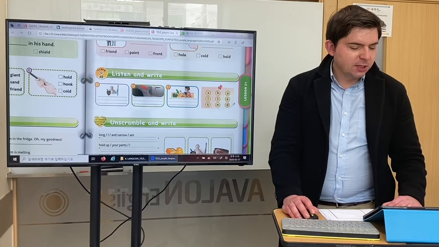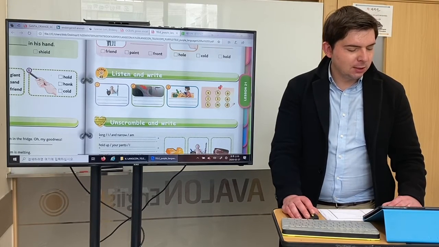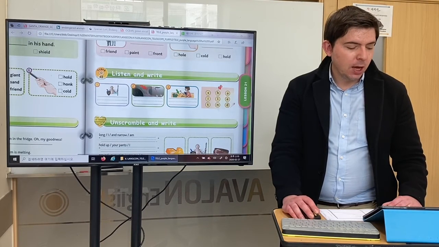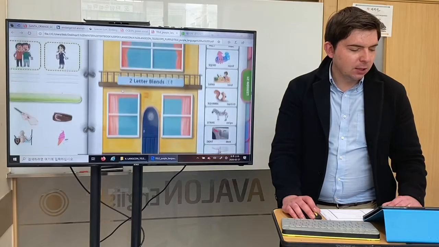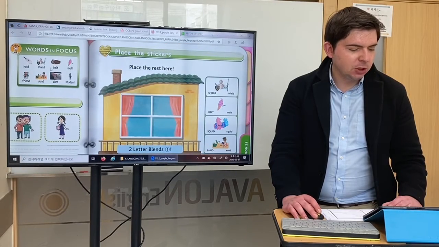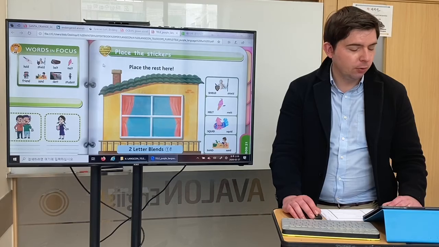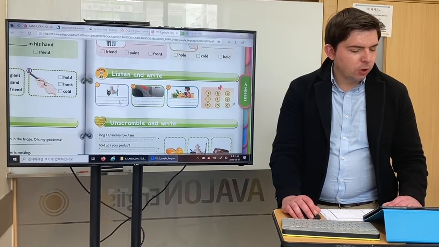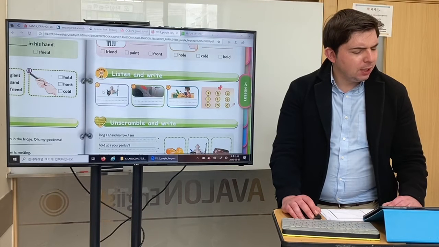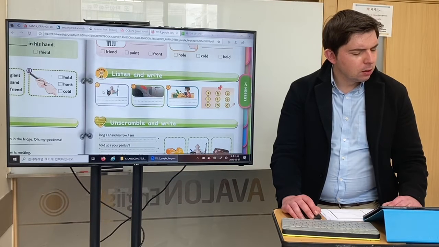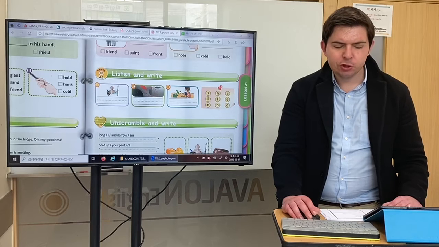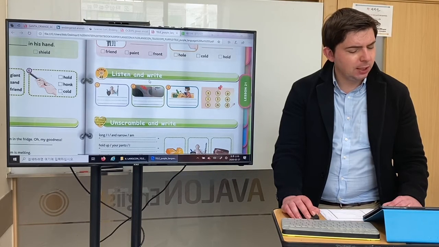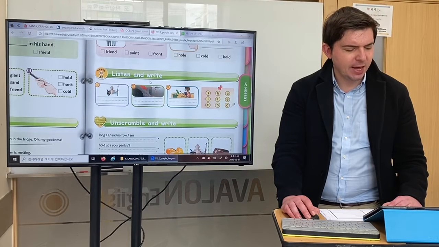Now, we have some letters here that act as hints. And you have pictures. And you can always refer back to the beginning of the page where we learned the vocabulary words. So if we remember correctly, number 1 would be shield. Yes. 2, dent. Yes. And 3, sand.